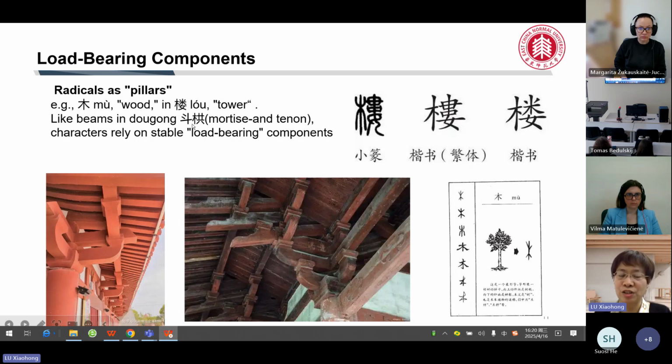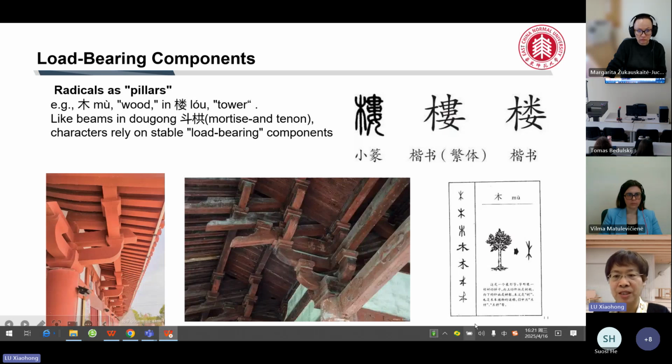In Chinese architecture, we have a very important technique: we use beams in dougong. Dougong is a kind of skill in constructing the building. It uses wood to support, and the purpose of dougong is to bear load and support the roofs. This is a unique technique in Chinese architecture. Here we use the dougong skill or mortise and tenon joints to support the roof.